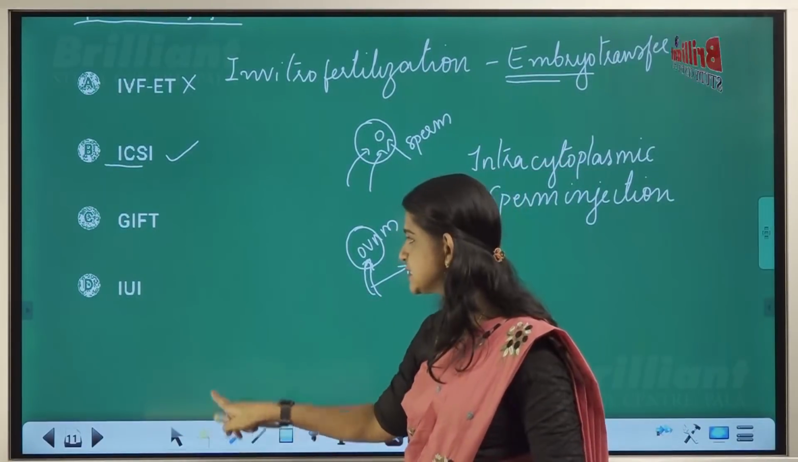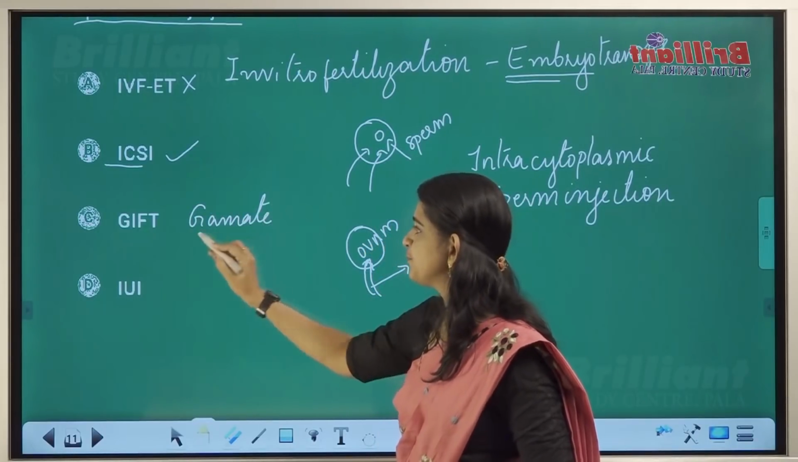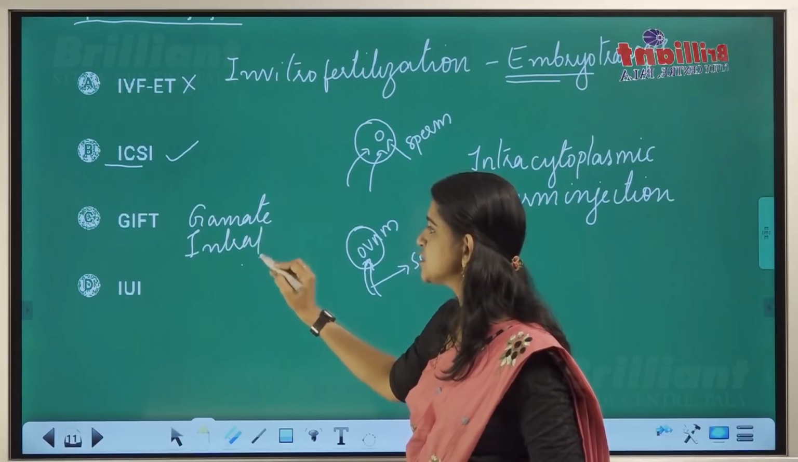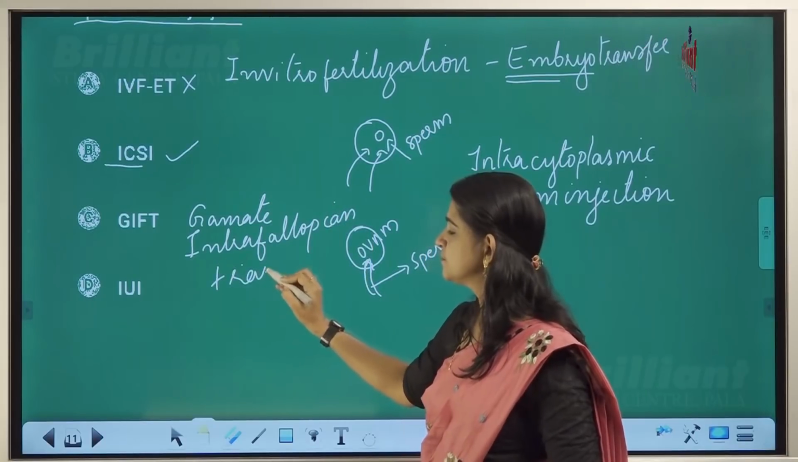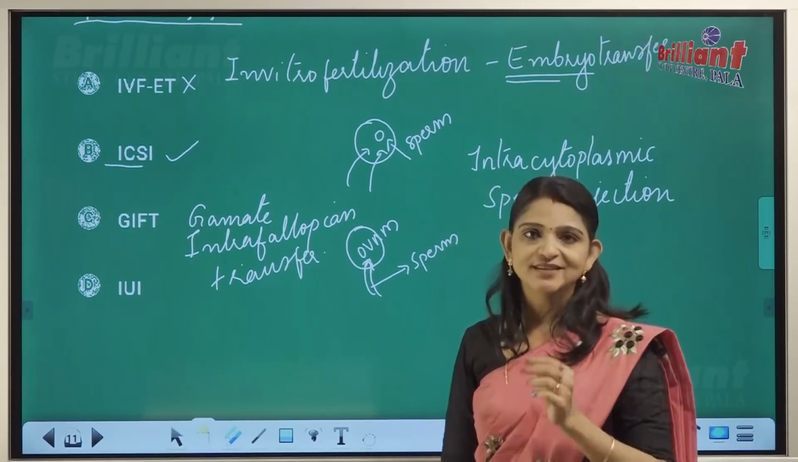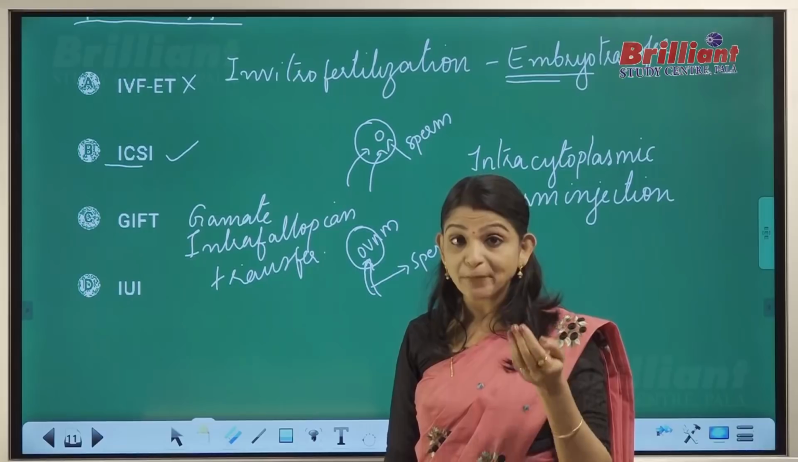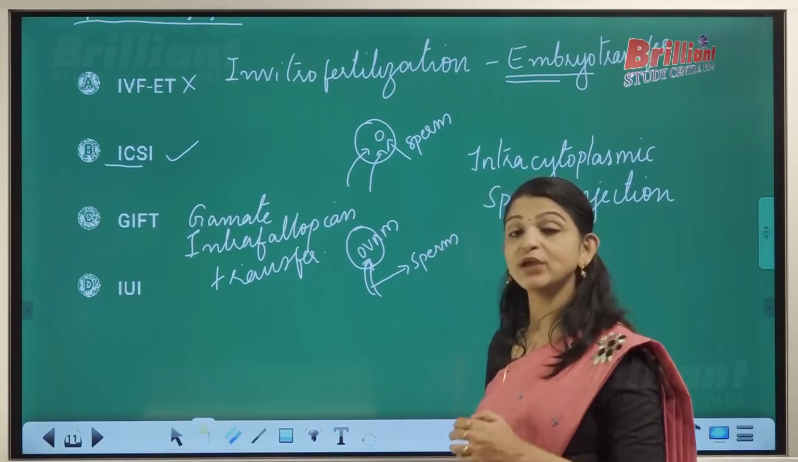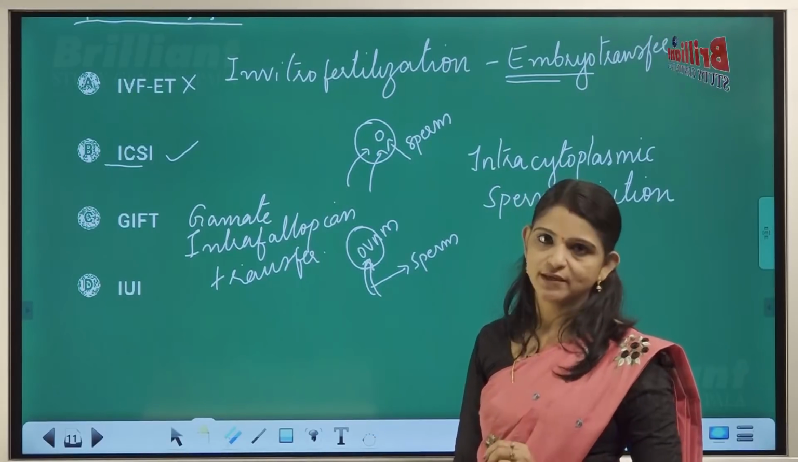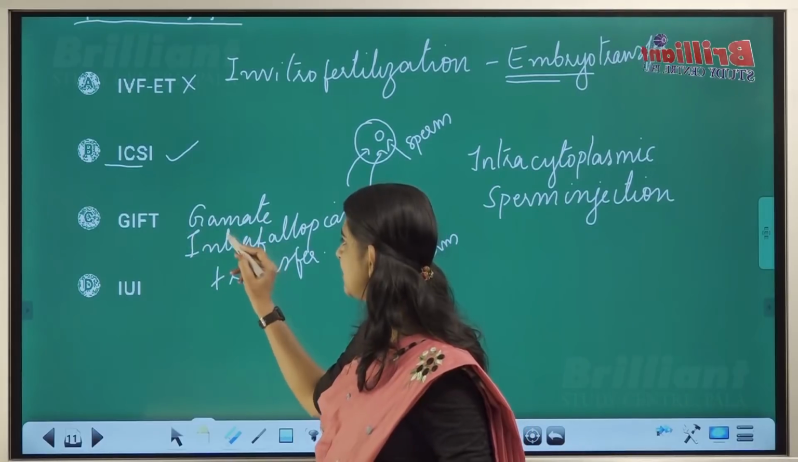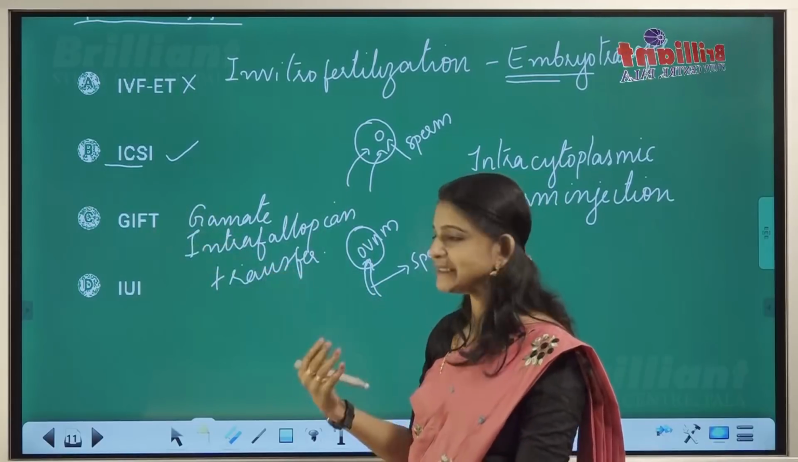Let us look into the other options. Option 2, GIFT. You know that it is gamete intrafallopian transfer. From the word itself you can understand that if any female is not having enough ovum or not having the capacity to produce ovum, in such a female we can introduce the ovum into the fallopian tube for allowing normal fertilization. That is called gamete intrafallopian transfer. So already we have assumed the answer, I am just telling about the option.